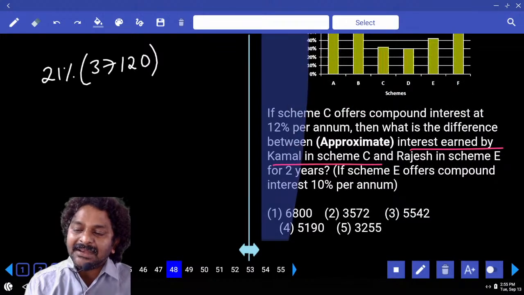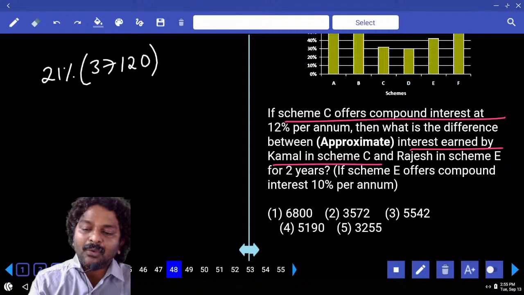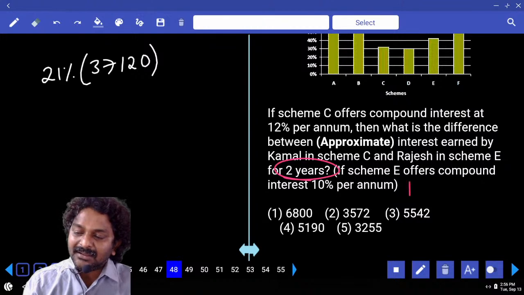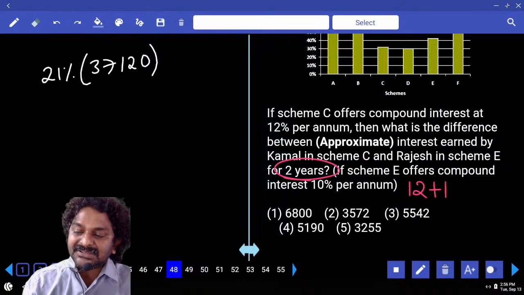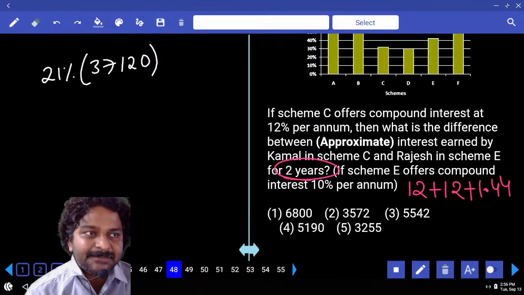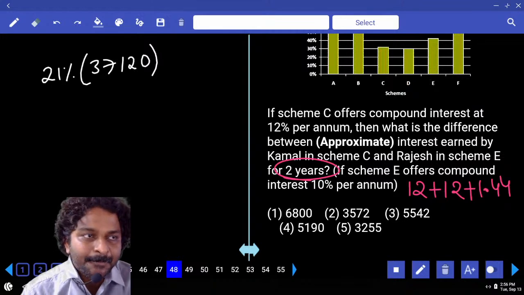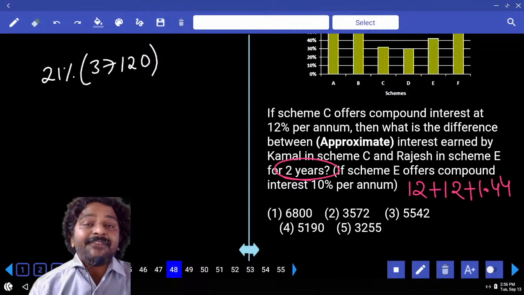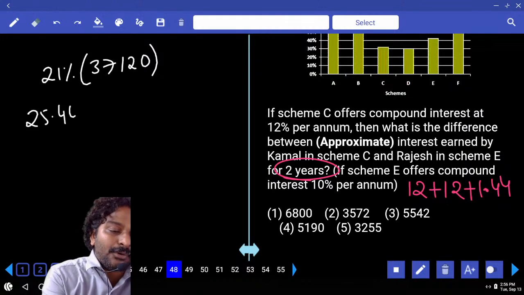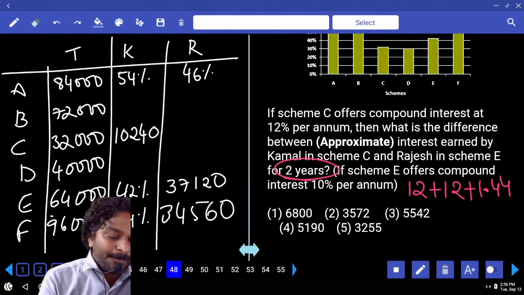Next, the interest earned by Kamal in scheme C. In scheme C, what is the type of interest? Compound. What percent per annum? 12. And for 2 years we have to calculate, right? 12% plus 12% plus 12 squared by 100. Am I right? For x% per annum for 2 years, it is x plus x squared by 100. Agreed? How much is that? 25.44% of the scheme C principal, 10,000?